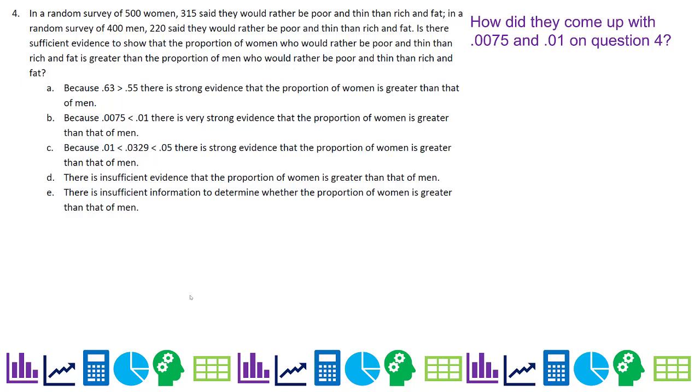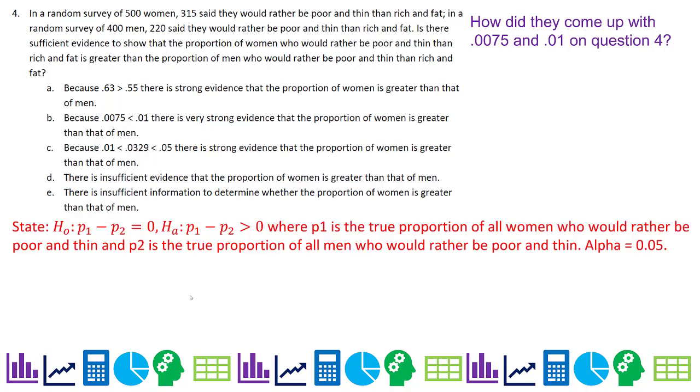And so I'm going to go ahead and do the whole structure like I did before on problem 3. So state is, my null hypothesis is that the difference between them is 0. Like there's no difference between men and women. My alternate is, I think more women, a higher proportion of women, would rather be poor and thin than rich and fat. And in fact, it tells that to you where it says, is there evidence that it is greater, right here?